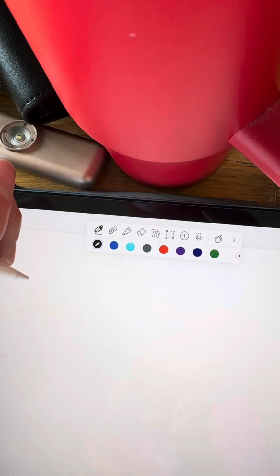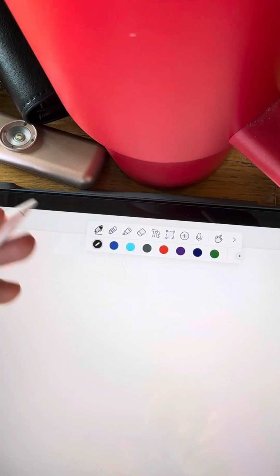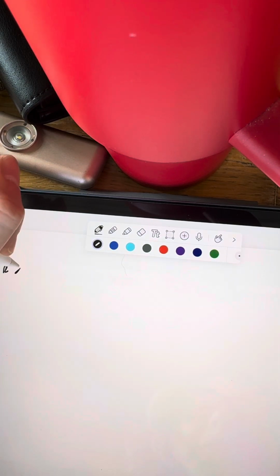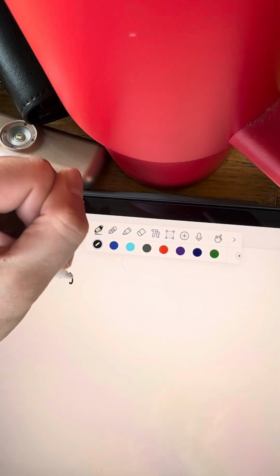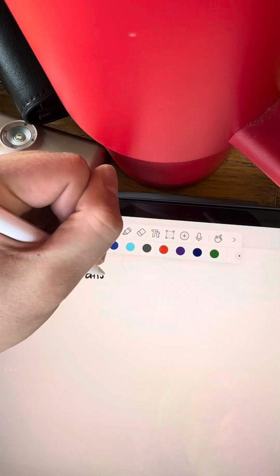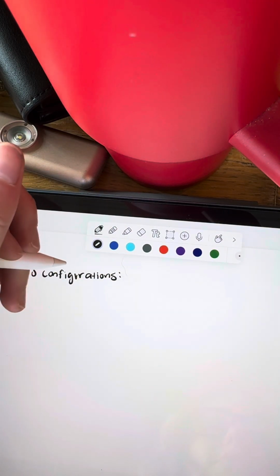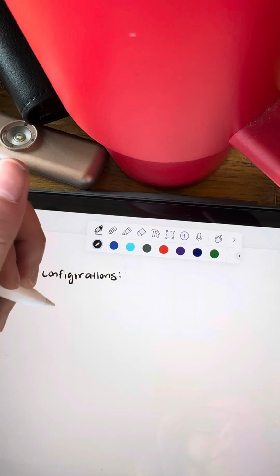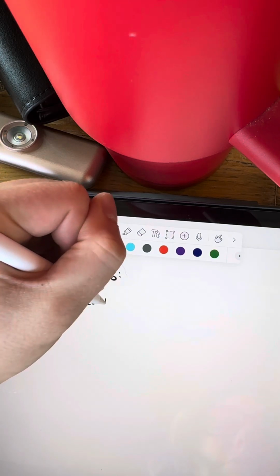Alright, hey guys, so I'm gonna make a video on this because I feel like it's a lot easier for me to do. So we're gonna do R and S configurations today. So basically, the best way to do this is to figure out, okay, so we know we're doing R and S configurations for chiral carbon centers.